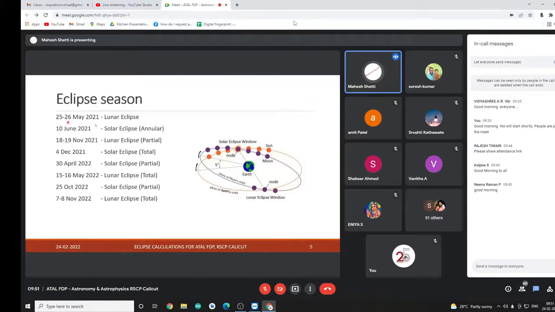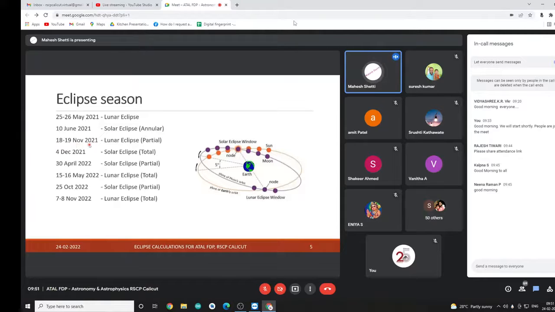Now look at these dates. In the last year and this year, on 25th, 26th May 2021 there was a lunar eclipse. The two dates are given because during that lunar eclipse, some regions of the Earth may have 25th May, some regions may have 26th May. If it is going to happen around the international date line, then you will have two dates like this. On 10th June there was a solar eclipse, an annular solar eclipse.